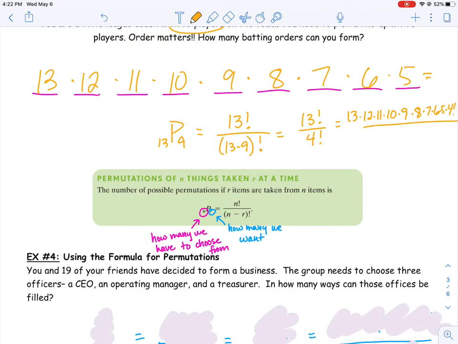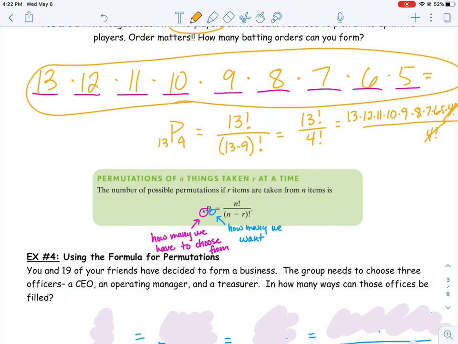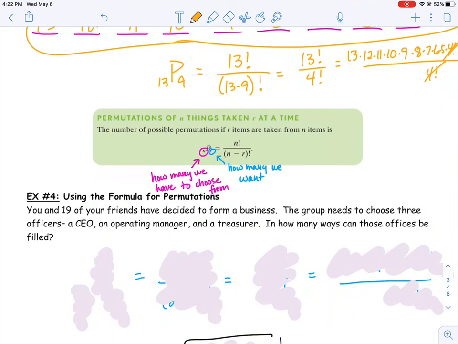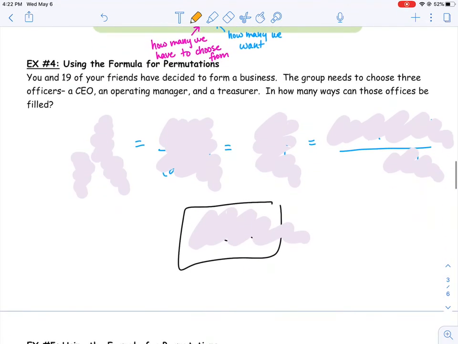And then can I actually stop there, because I know that the 4, the 3, the 2, the 1 are going to reduce each other. And I'm left with 13, 12, 11, 10, 9, 8, 7, 6, 5, and I can multiply all those together, which is what we had up above, right? But we can use this formula now to set up different examples where the numbers might be a little bit bigger. Look at example 4 with me.